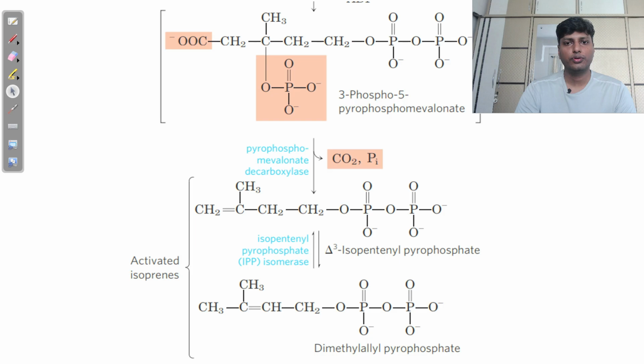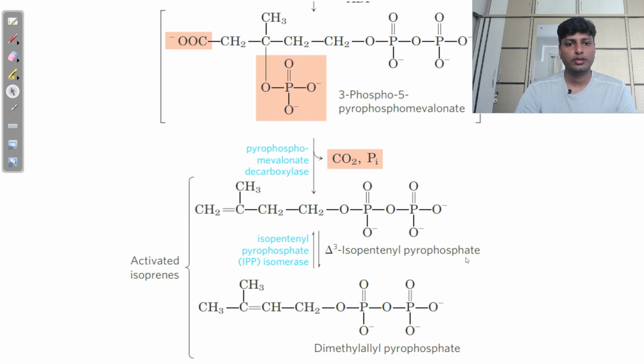This 3-phospho-5-pyrophosphomevalonate will undergo removal of carbon dioxide, plus there will be removal of phosphate. So this carbon dioxide is going to be removed and one phosphate will be removed. Once the carbon dioxide is removed, there is a formation of a double bond over here. So the net resultant structure which is formed is nothing but delta 3 isopentenyl pyrophosphate.